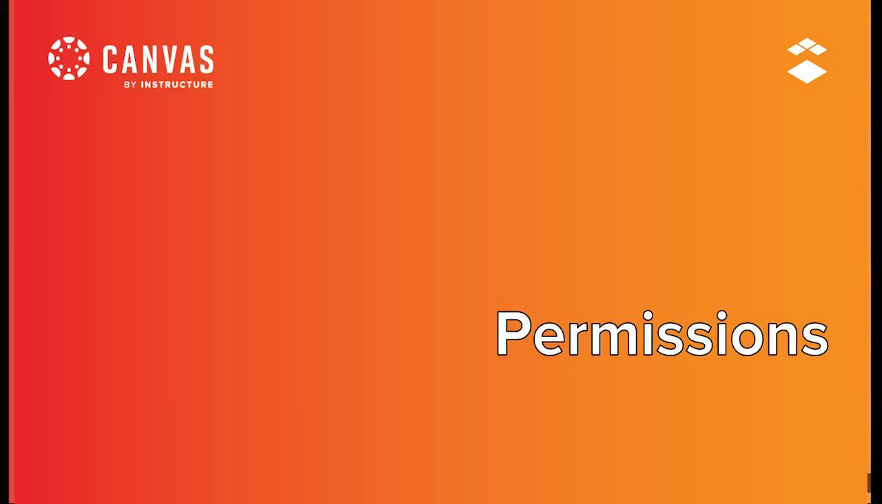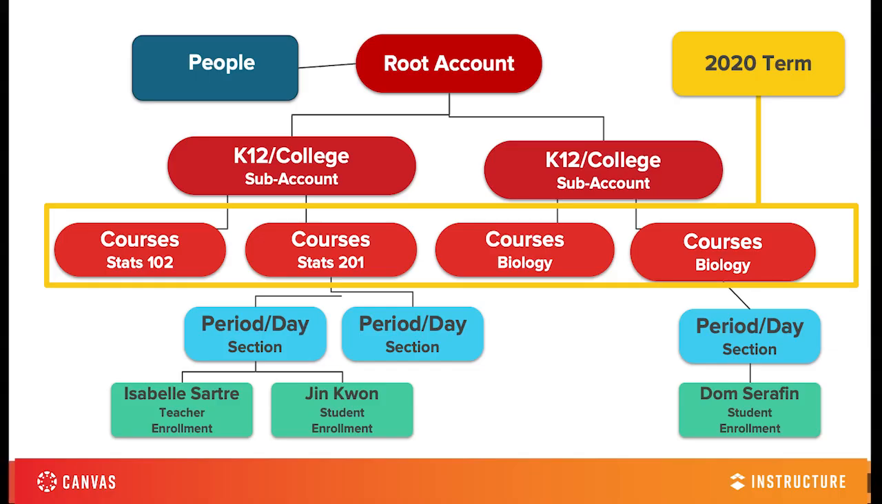Now let's talk a little bit about permissions. Permissions are how the instructor or student is enrolled in the course. Again, remember, all users and people live at the root level. Once they are enrolled in the courses, they will be able to access their specific section for that course and so forth.